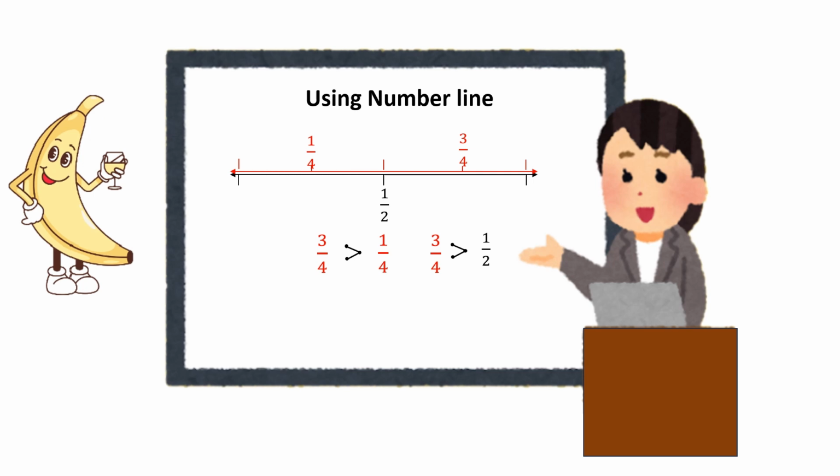Next method is using a number line. You can see a number line here. The top red one is marked into 4 equal parts. So here this is 0 by 4, 1 by 4, 1 by 2, 3 by 4, 4 by 4. So by looking at it, you can see that 3 by 4 is greater than 1 by 4. And 3 by 4 is also greater than 1 by 2, or the other way around, 1 by 4 is less than 3 by 4, or 1 by 2 is less than 3 by 4.